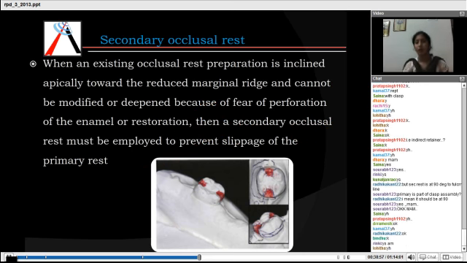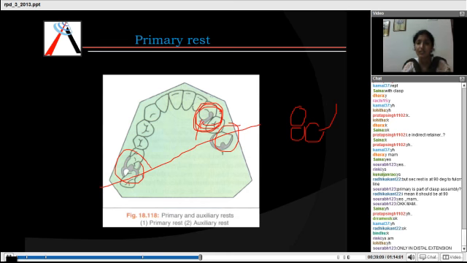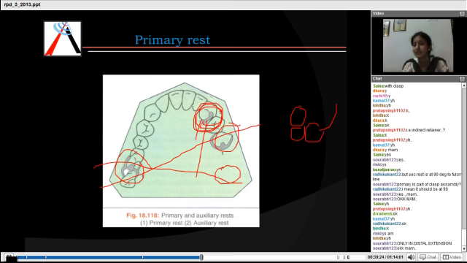Now, this is what Nallaswamy says about primary and secondary rest. No, Saurabh, not only in distal extension. In any case, even if your last tooth is here, this is your fulcrum line, you can put an auxiliary rest over here. Auxiliary rest is a rest which is not in the fulcrum line, which is an additional rest other than your clasp assembly. Okay.